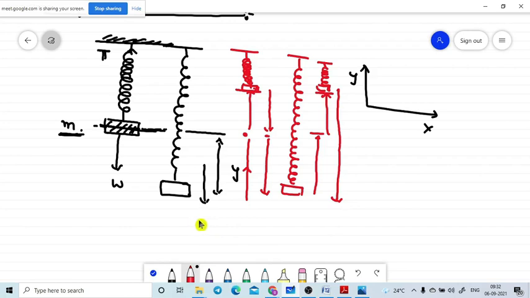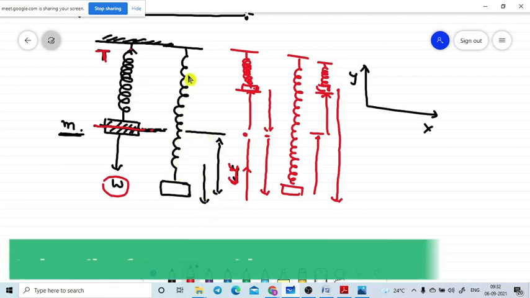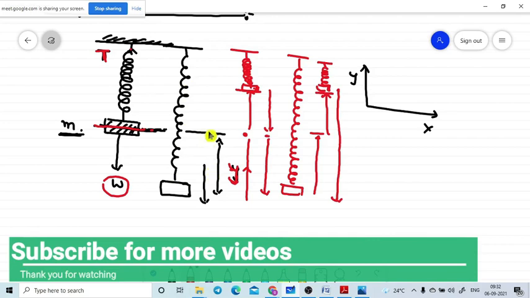So what is the condition here? At the initial state, the loaded spring is at rest at the mean position, because there is no net force acting on the body. The weight of the body due to gravitational force is balanced by the tension generated in the spring. But due to our external force, we pull this body downward by a distance y. If we release our force, the body will go back toward its mean position due to the restoring force generated in the spring.